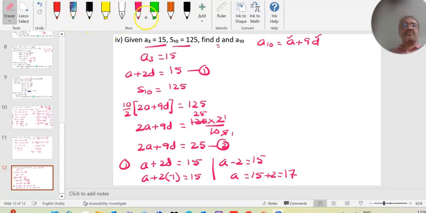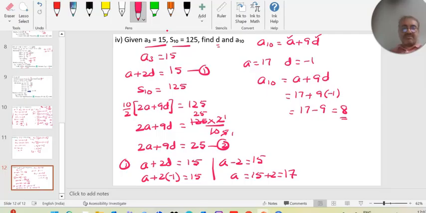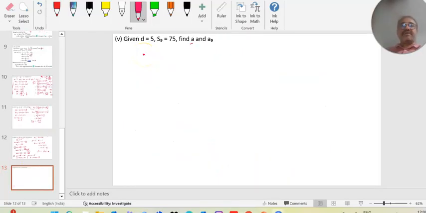Now we have a is equal to 17. Already we got d is equal to minus 1. Now a10 is equal to a plus 9d. 17 plus 9 into minus 1. So 17 minus 9, that is equal to 8. So d is equal to minus 1 and a10 is equal to 8. This is the answer.